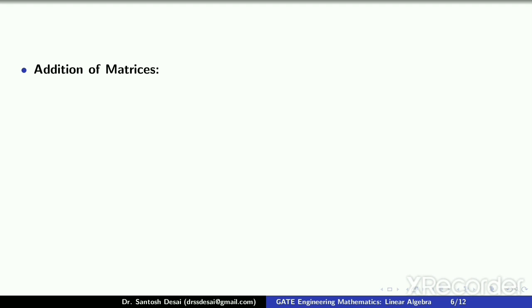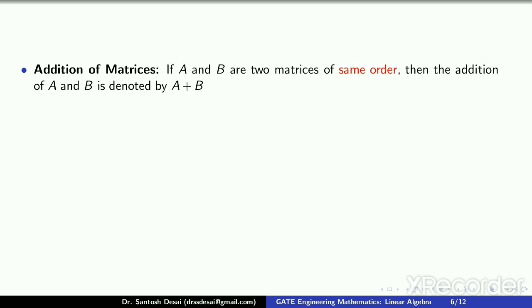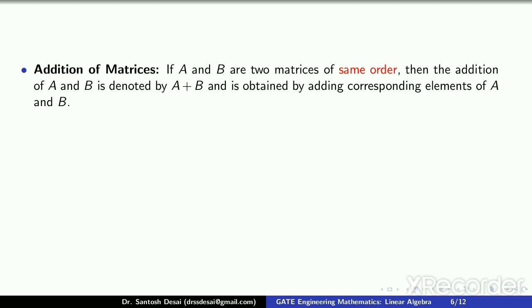Now we consider addition of matrices. If A and B are two matrices of same order, then the addition of A and B is denoted by A plus B and is obtained by adding corresponding elements of A and B. Here we note that the order of new matrix is same as that of A and B. That is, if A and B are the matrices of order 3 by 3, then the A plus B is also a matrix of order 3 by 3.